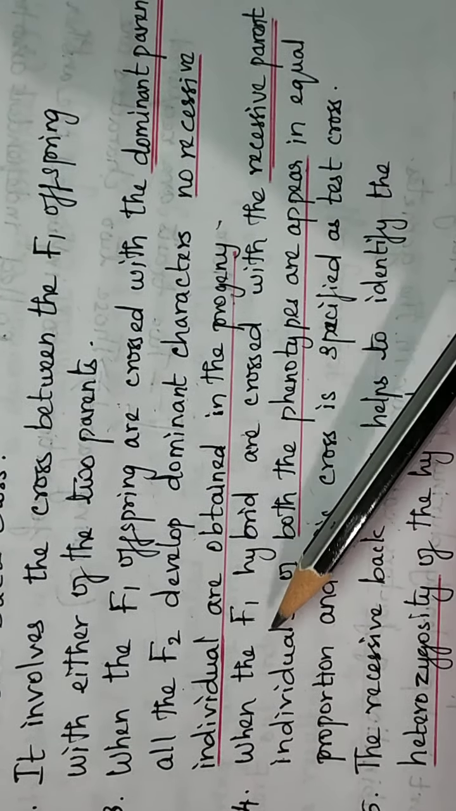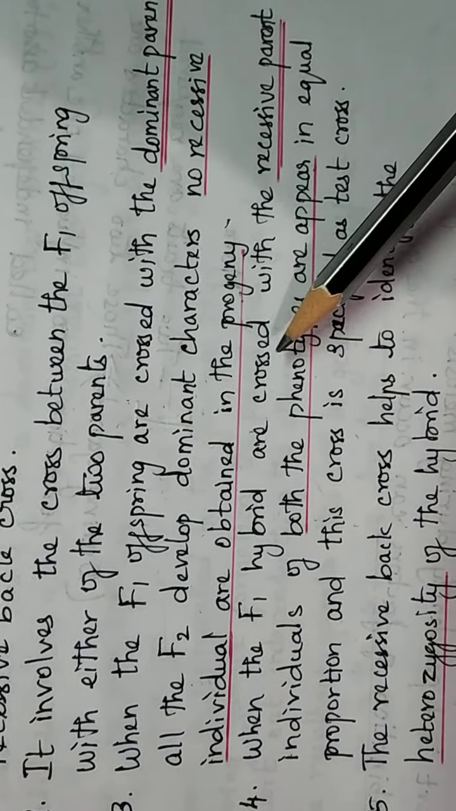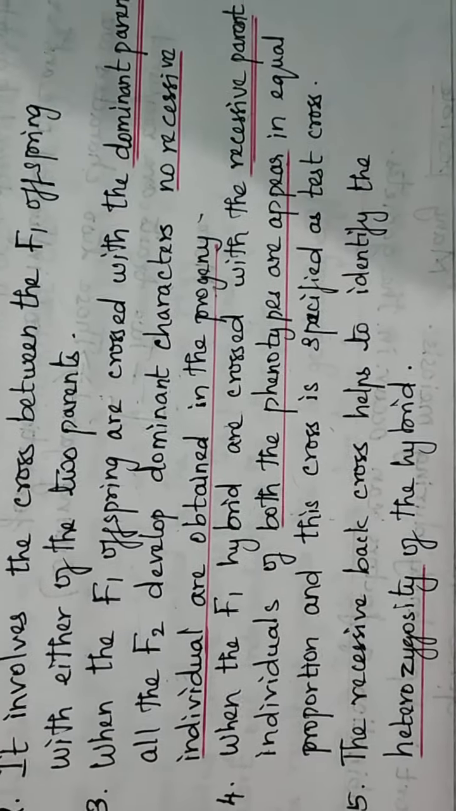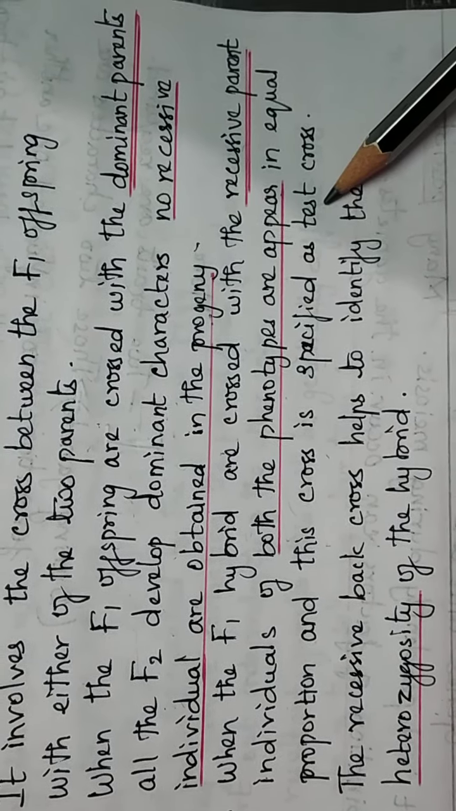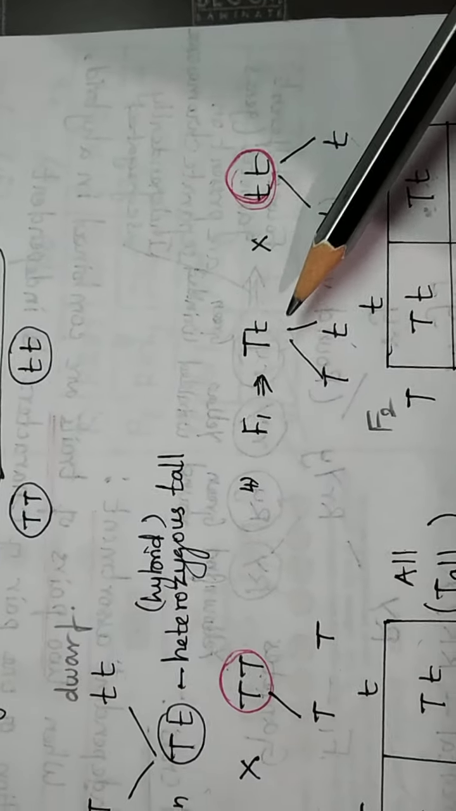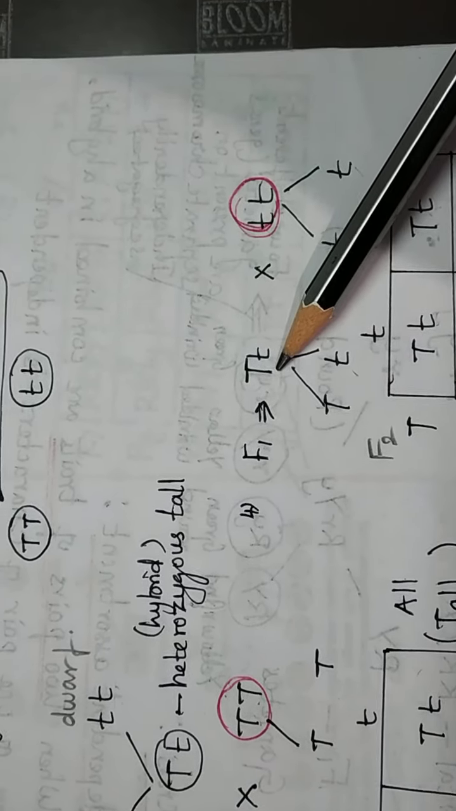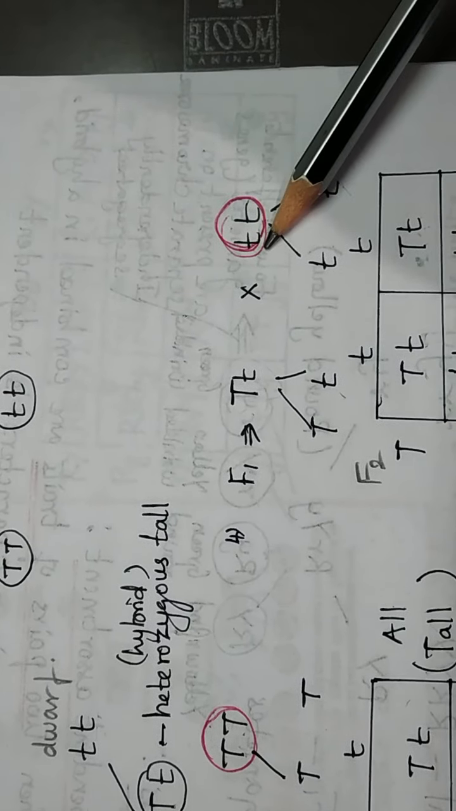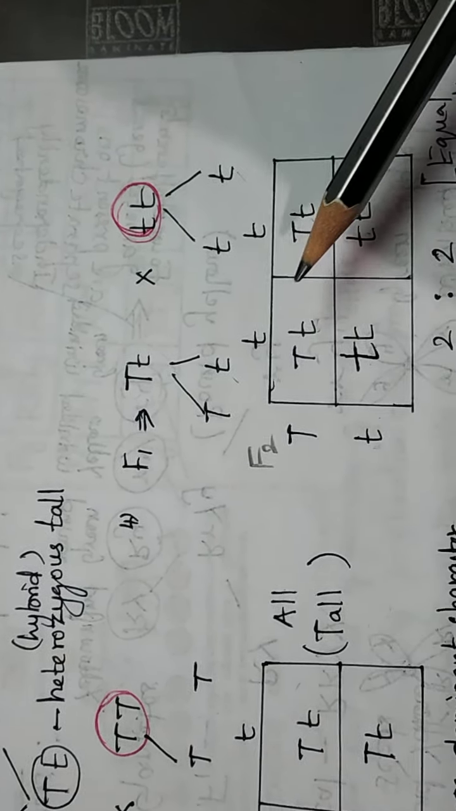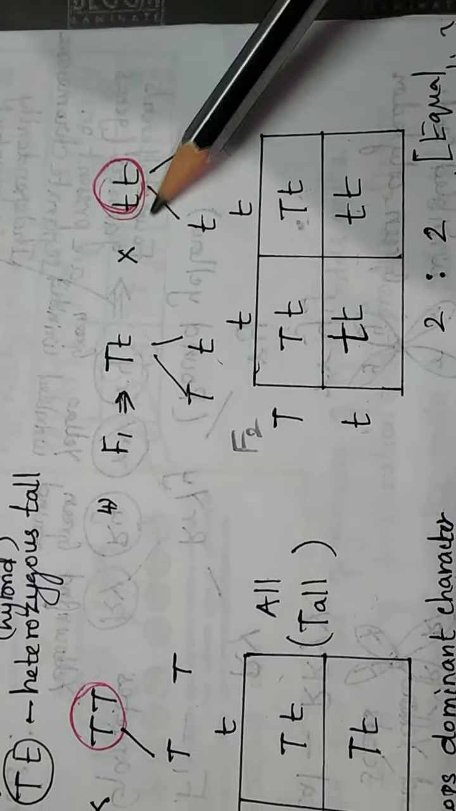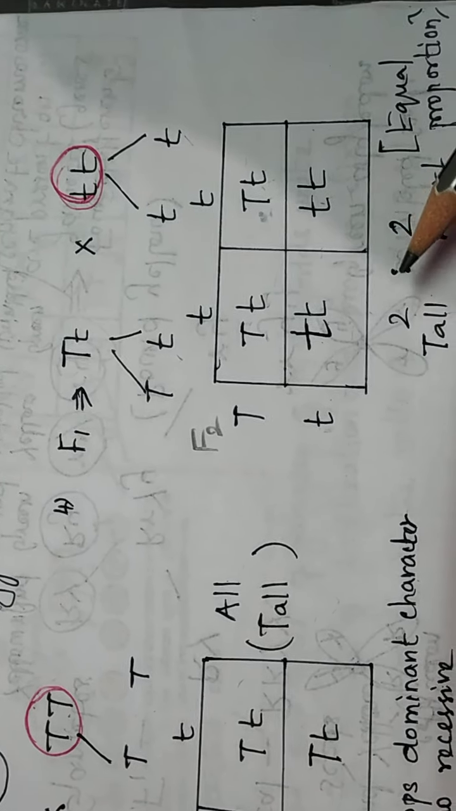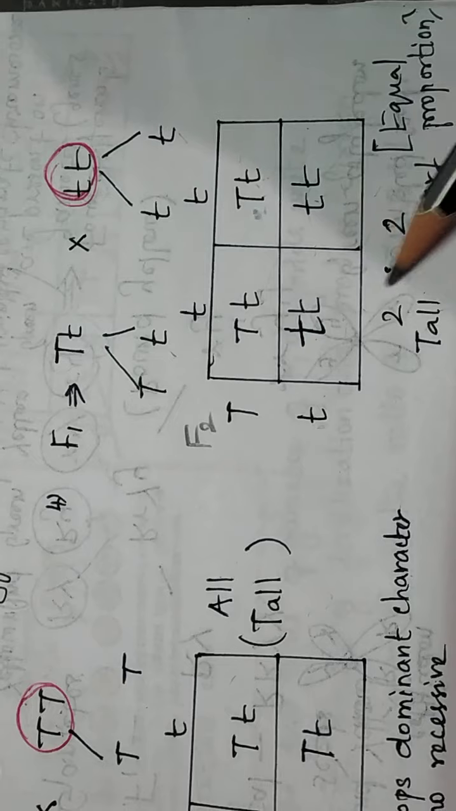Similarly, when the F1 hybrids are crossed with a recessive parent, individuals of both phenotypes appear in equal proportions, and this cross is specified as a test cross. Now we can see what a test cross is. The F1 offspring are crossed with a recessive parent. The individuals of both phenotypes appear in equal proportion, meaning we can see tall 2 and dwarf 2. This we call equal proportion. So when the F1 offspring is crossed with the recessive parent, this is specified as a test cross.